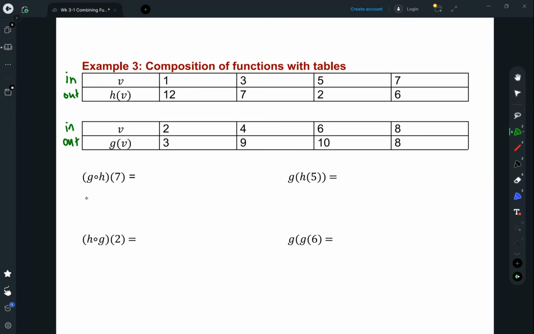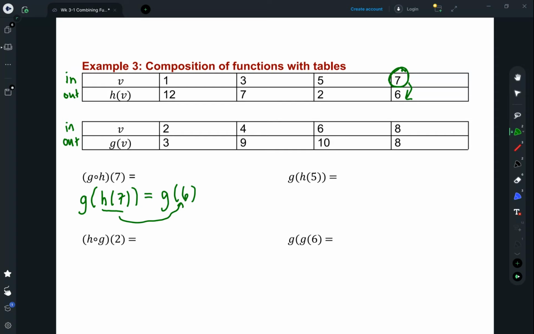I'm going to go ahead and rewrite this because I think sometimes it's helpful to rewrite it using this other notation: g of h of 7. So I'm going to work inside out. The first thing I need to find is h of 7. So I go to my table, and my input is 7. Here's my input of 7 in my h table, and that gives me an output of 6. So h of 7 is 6. And so I'm finding g of 6, because h of 7 was 6, so I replace h of 7 with 6.